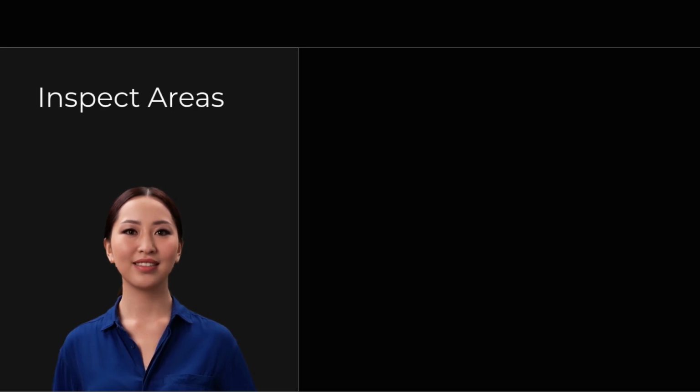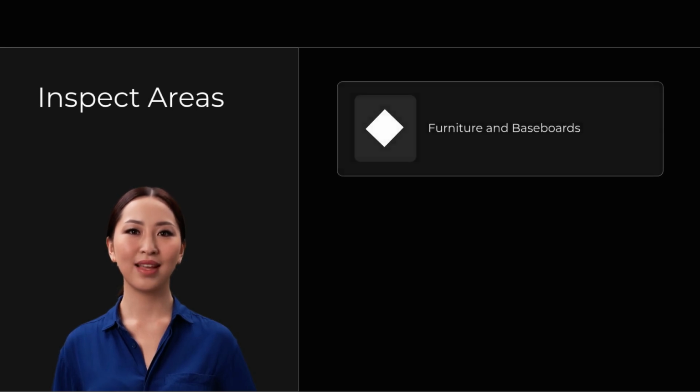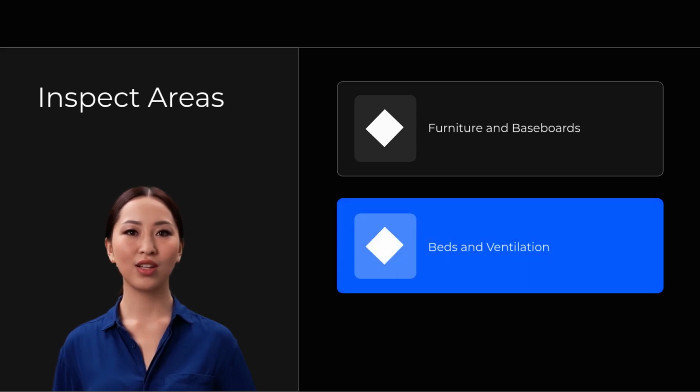Inspect living areas, checking furniture and baseboards. In bedrooms, examine bed frames and ventilation points. Kitchens require a thorough check of all appliances and tiles. Bathrooms need scrutiny of grout and ventilation fans. Document conditions with photographs for accountability.